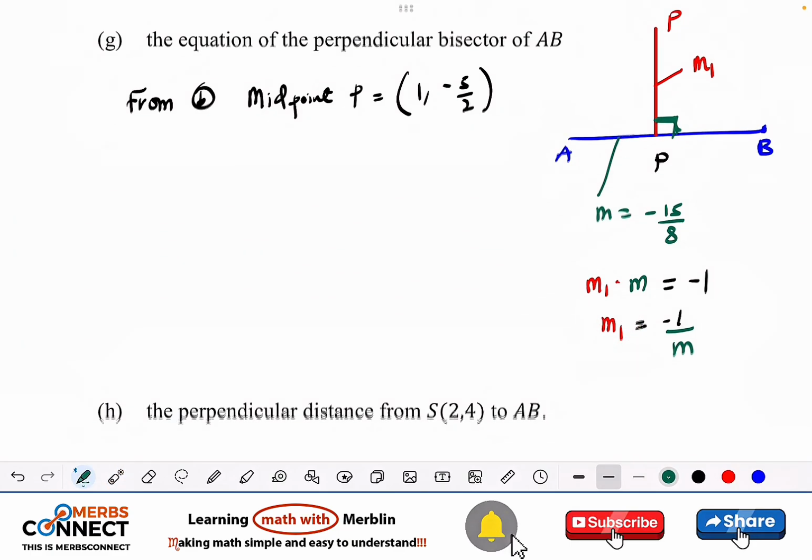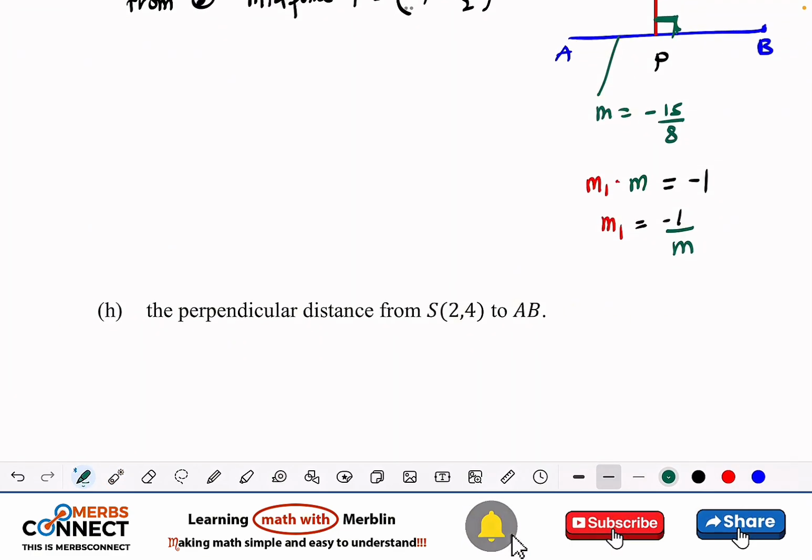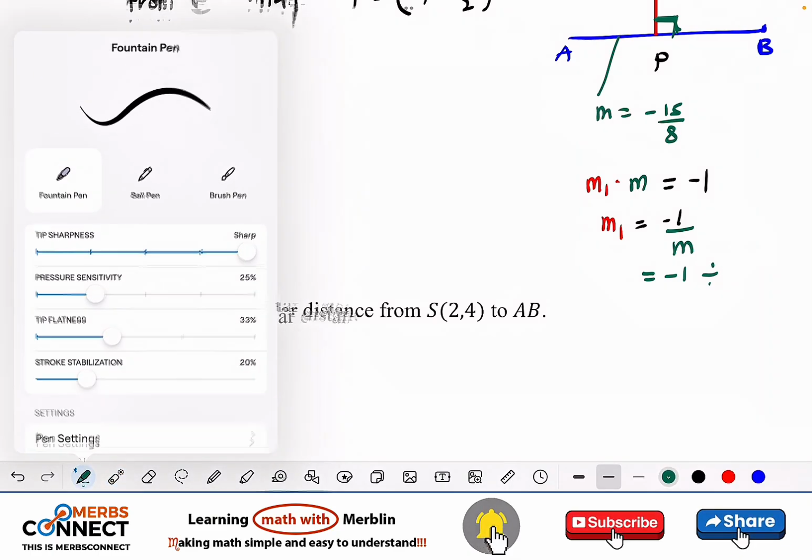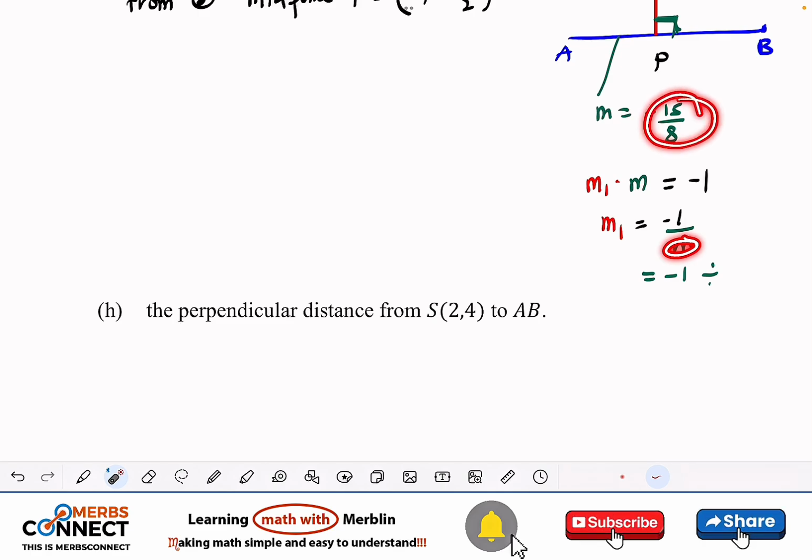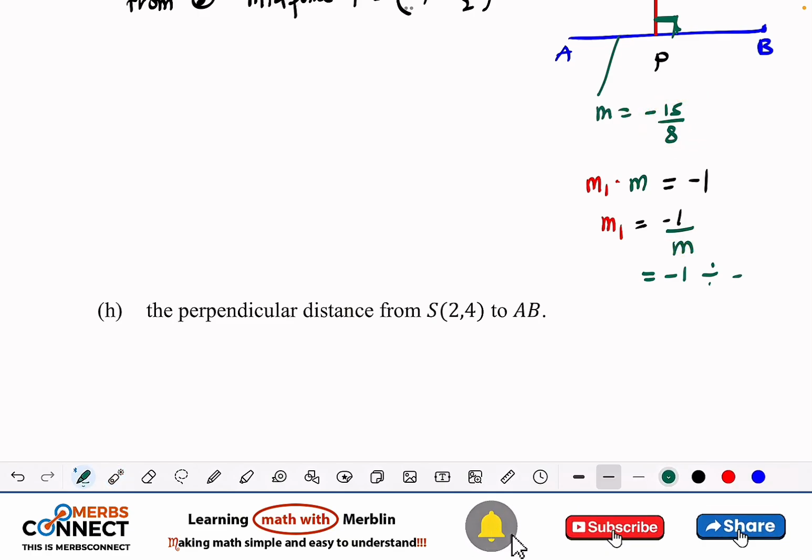So let's do that. Let's plug it in. So I'm going to have minus 1. Now look at something here. This is divided. Because this one is a fraction, instead of drawing this division line, I'm going to write the division like this: divided by M. M is here. So divided by minus 15 over 8.